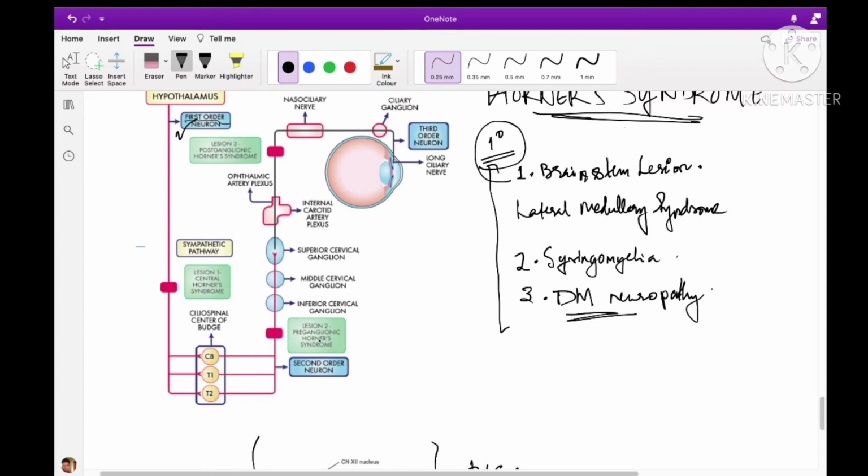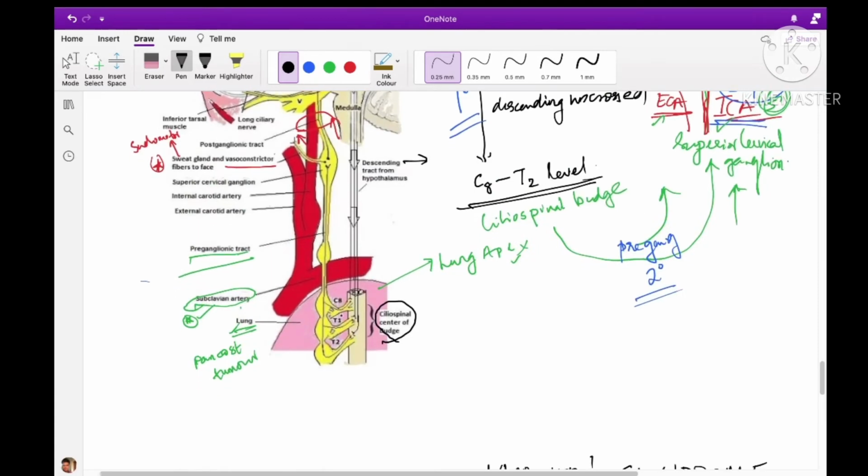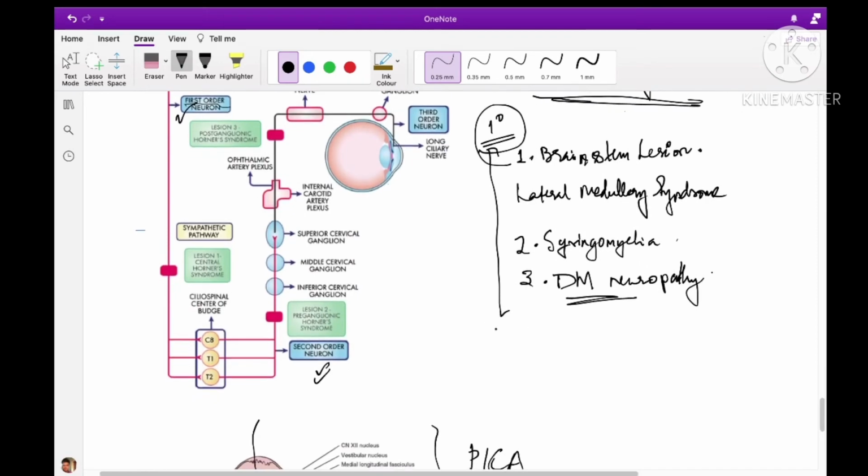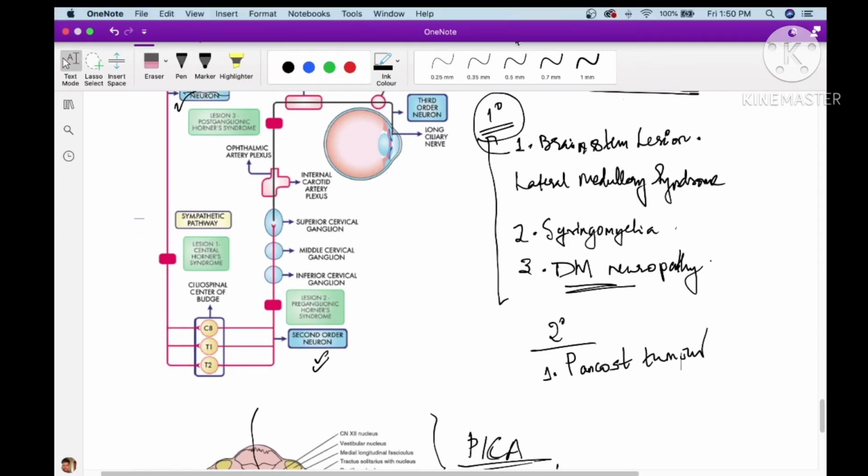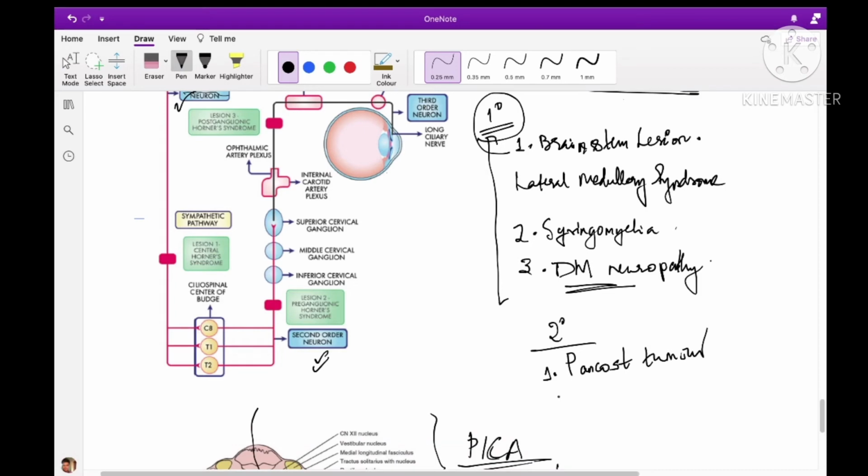So from the ciliospinal bud starts the second order neuron. In the earlier picture I have showed, near to it you are having the lung as well as the subclavian artery. So from here we can derive the two causes. This is a very important tumor, Pancoast tumor. In many questions you will see Pancoast tumor associated with Horner syndrome. Secondly, subclavian aneurysms, dissections.